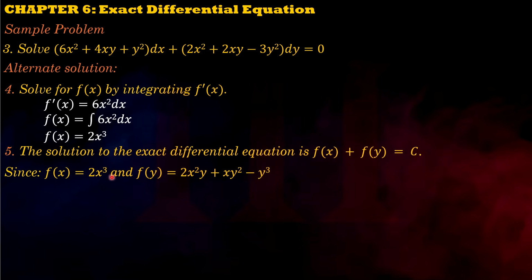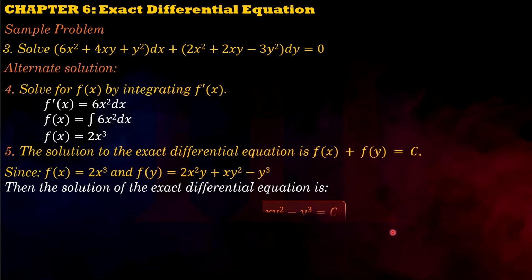So recalling our f of x is 2x cubed, f of y is 2x squared y plus xy squared minus y cubed. Adding those two, we will come up with this general solution for this exact differential equation. 2x cubed plus 2x squared y plus xy squared minus y cubed equal to c. Okay?